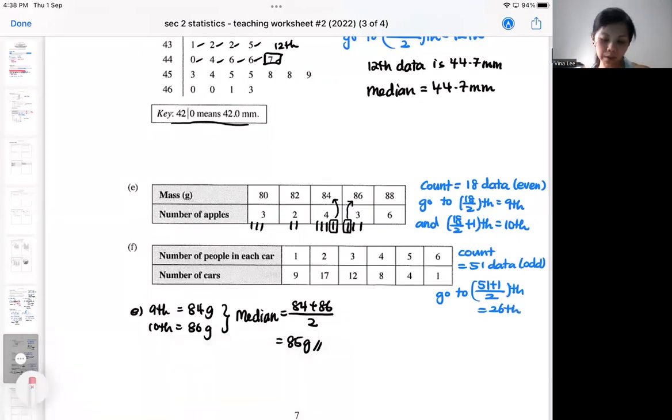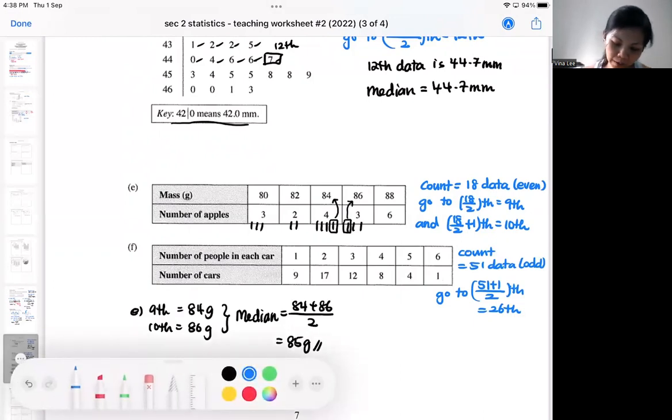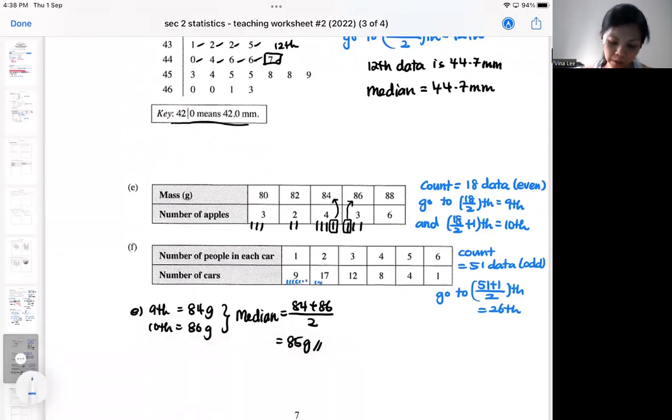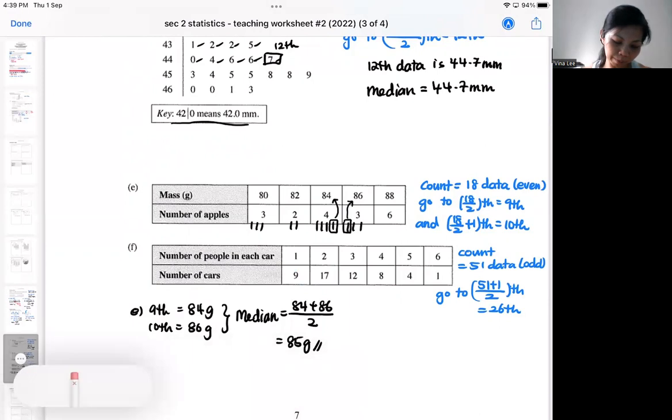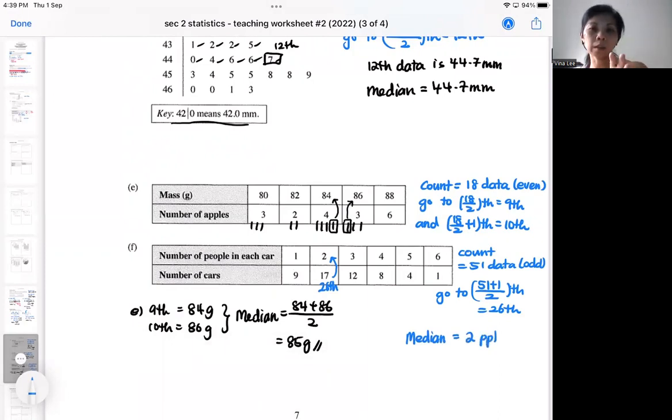So how to know the 26th data? So there are 9 here, 1, 2, 3, 4, 5, 6, 7, 8, 9. There are 17 here. So maybe you want to add first. 9 plus 17 is already 26. So that means the 26th is the last one here. So the median is 2 cars, 2 people. If you go to the 26th car, there are 2 people inside the car. So the median is 2 people. But you are going to the 26th car.